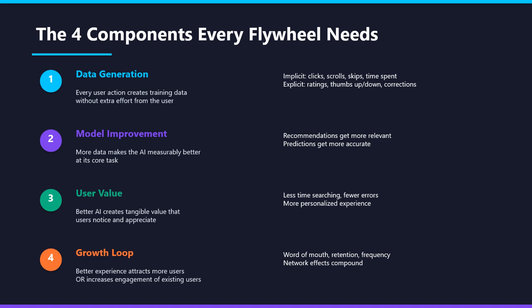And coming to component 4, which is the growth loop. So, a better experience must attract more users or increase the engagement of existing users. This is where the flywheel connects back to data generation. So, more users means more data, more data means better AI, and better AI means again more users. Without this growth mechanism, you have a good product but not a flywheel.